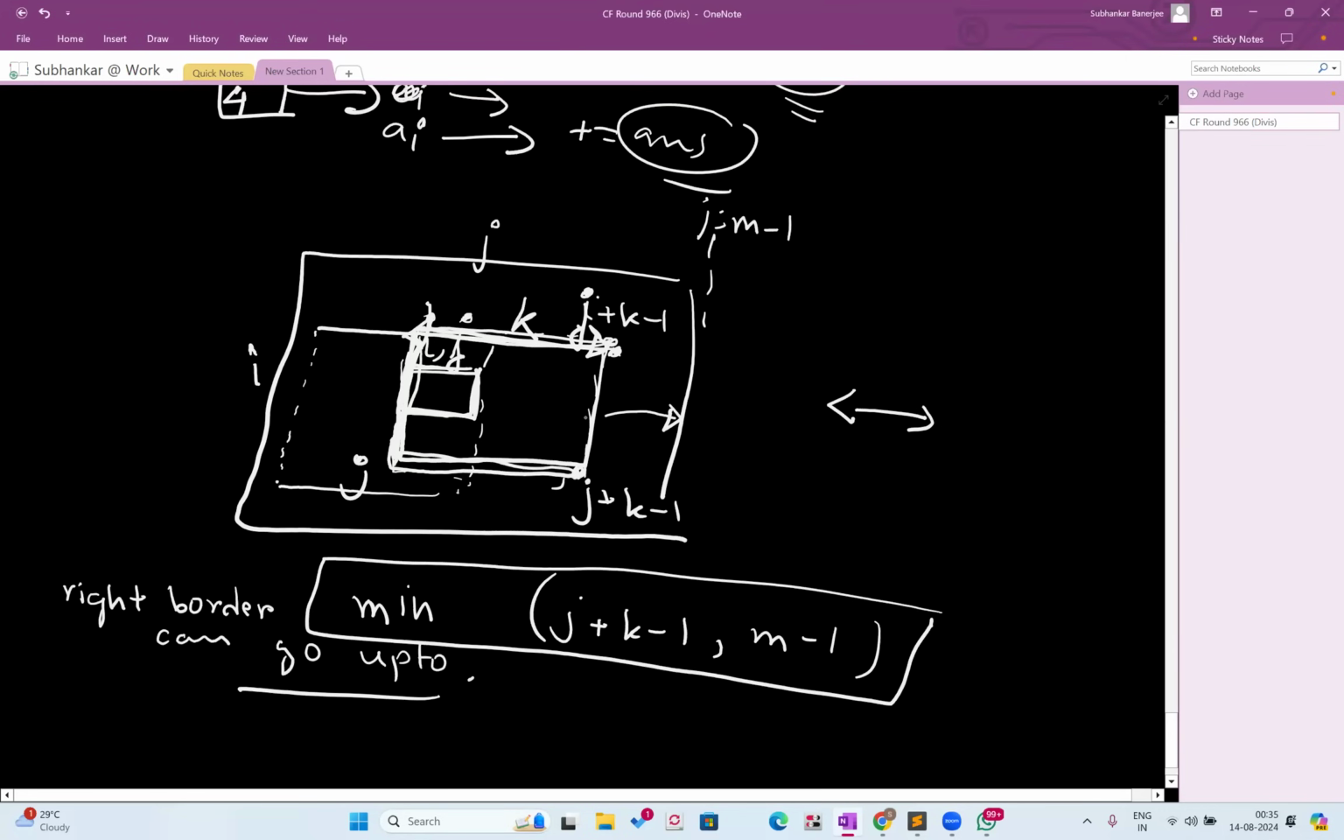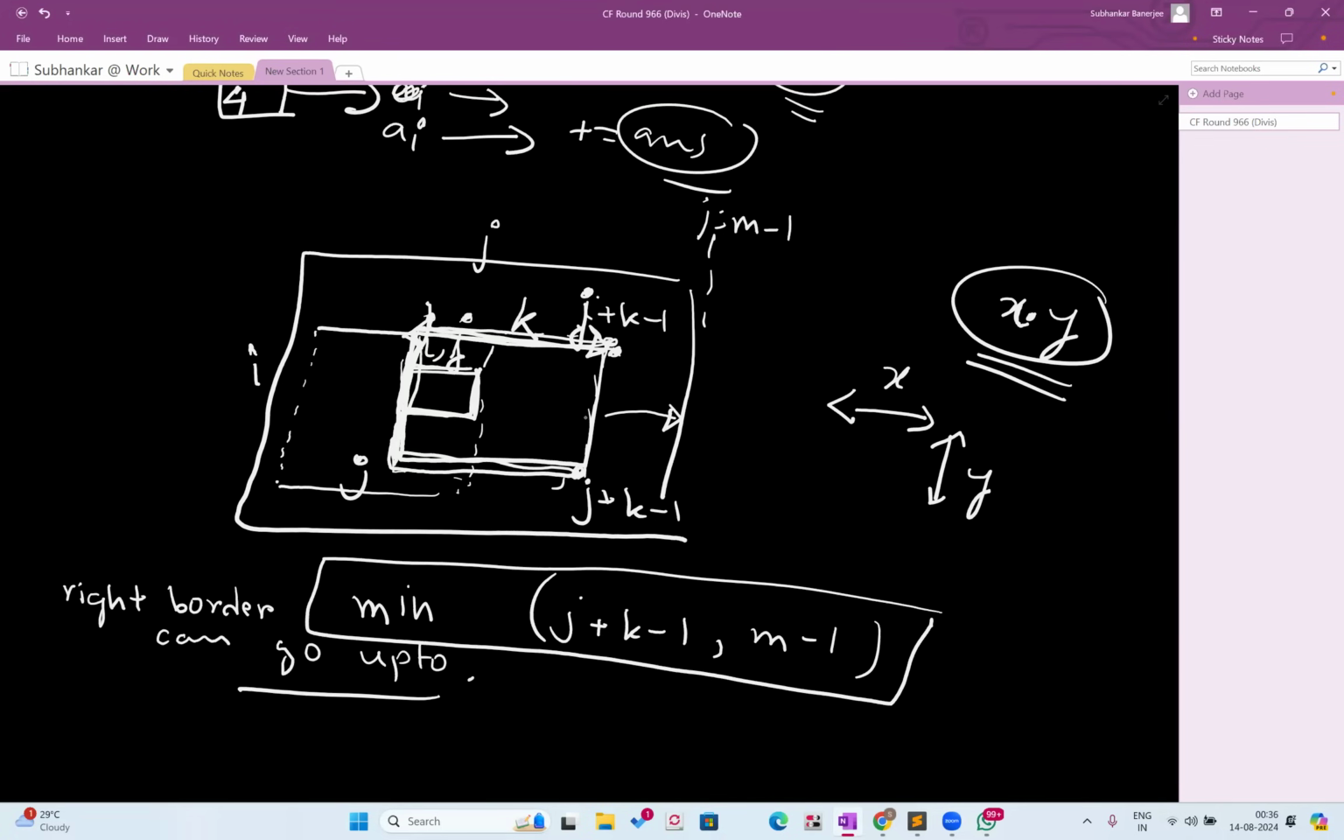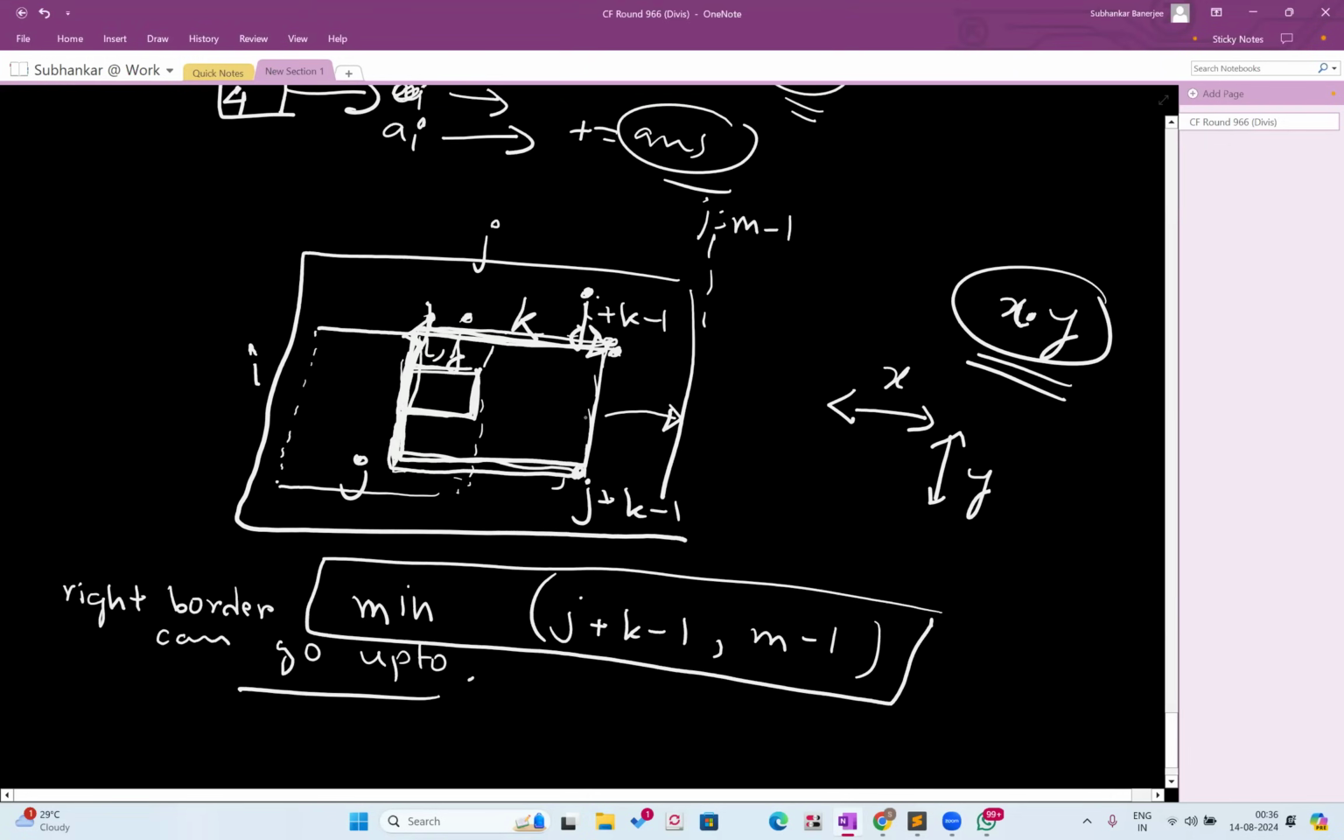Suppose it can displace x in the horizontal direction and y in the vertical direction. So it will be part of x into y subsquares. Suppose horizontally I can move x distance, and vertically I can move y distance with the subsquares.